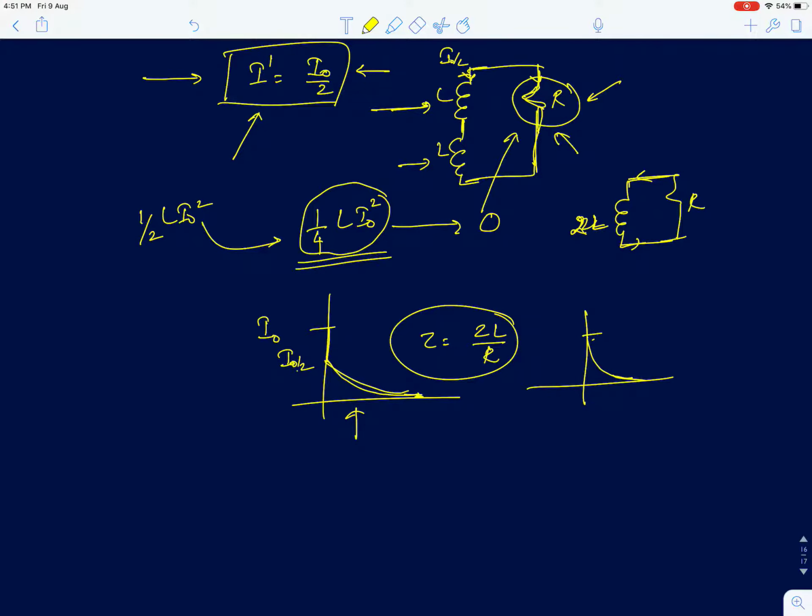So the initial stored energy, 1 by 4 L I naught square, will be very quickly dissipated by the resistor itself. That is another intuitive way of seeing that the time constant is inversely proportional to R in LR circuits. There's a small difference in capacitor circuits, where it's actually proportional to R. So the smaller the resistance, the smaller the time constant in capacitor circuits, while in inductor LR circuits, the larger the resistance, the smaller the time constant.